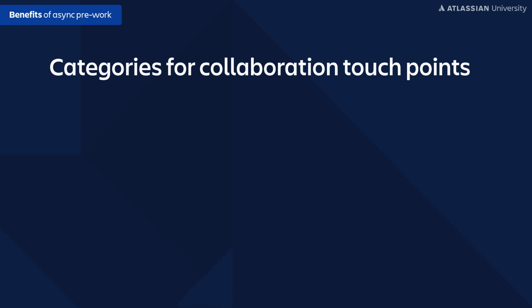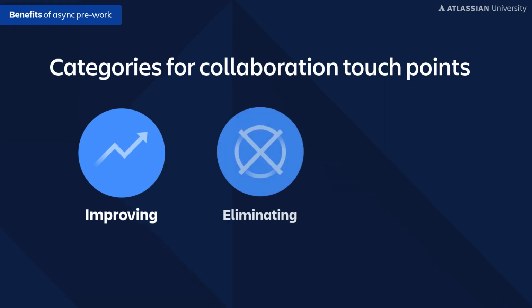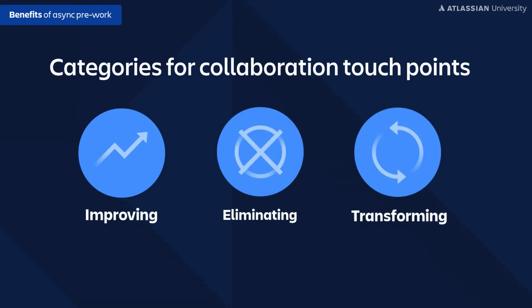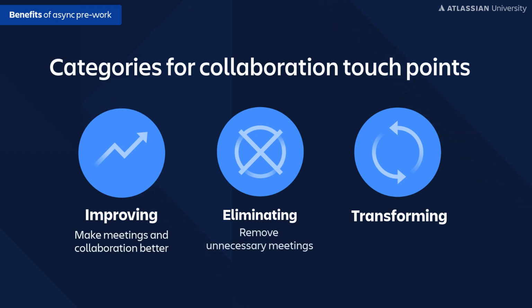Now, when we think about collaboration touchpoints, meetings and other interaction points, we group those into three things: improving, eliminating, and transforming. Your goal when you're looking at your meetings is either to improve your meeting, eliminate your meeting, or transform your meeting into something new to get better value out of it. So if you decide you need a sync meeting, there are things you can do before and after in an async way to make it more valuable.